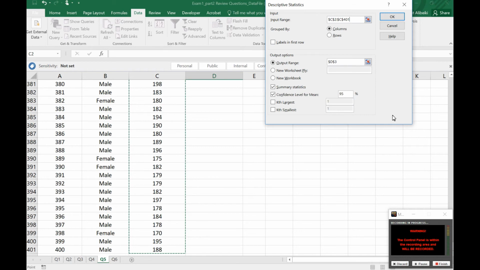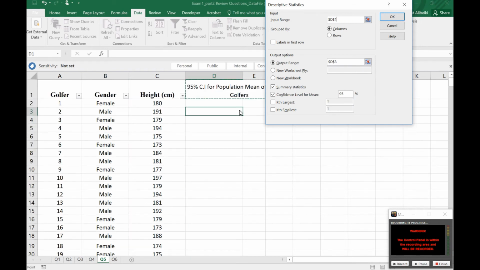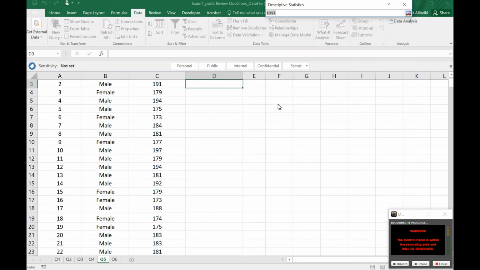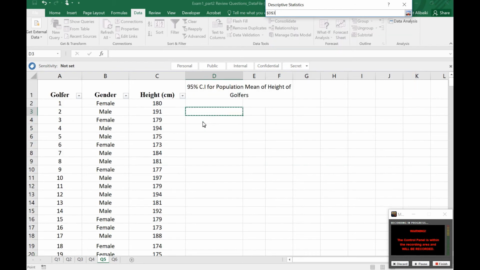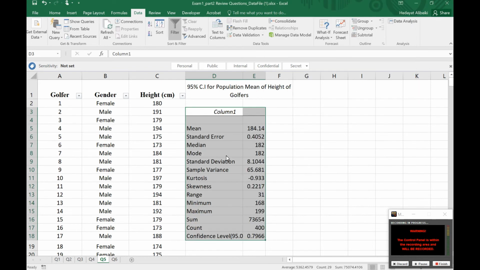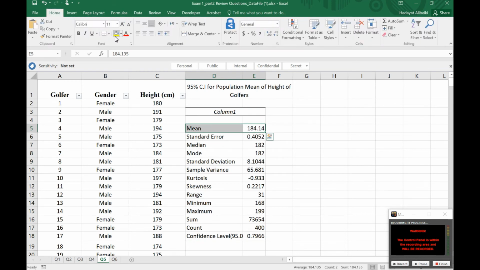Output range, I can put it here. I'm going to put the output in B3. Sorry, this should be this. And then the output range would be B3. Summary statistics will give us the mean, and confidence level for mean will give us the margin of error. So if you click here, these are the two numbers that we're looking for: mean and confidence level 95%.